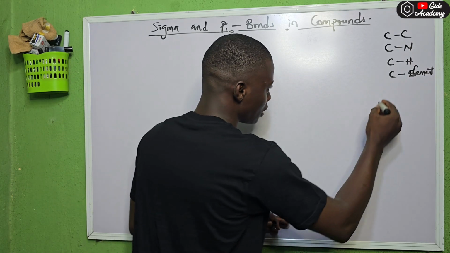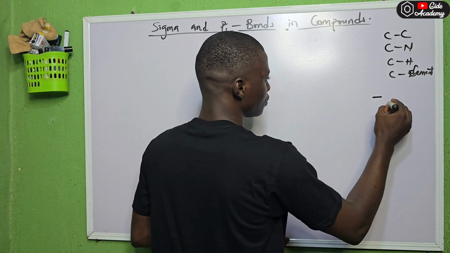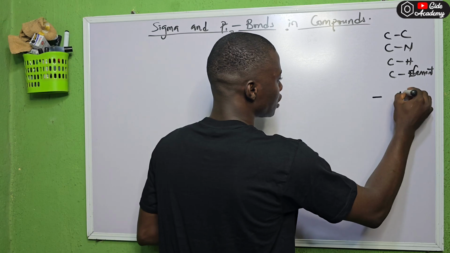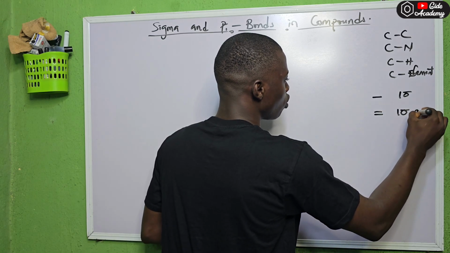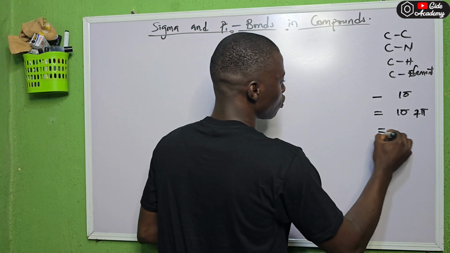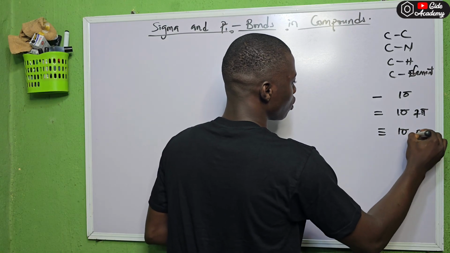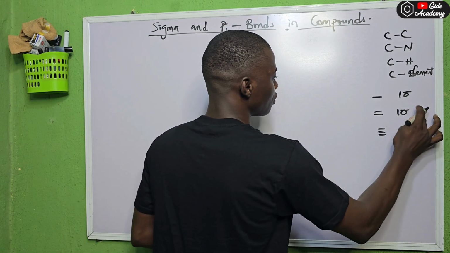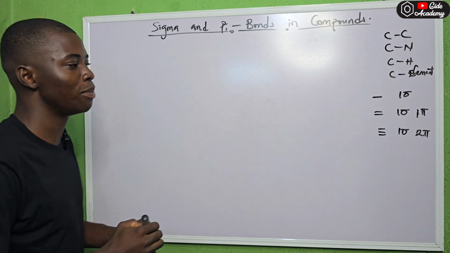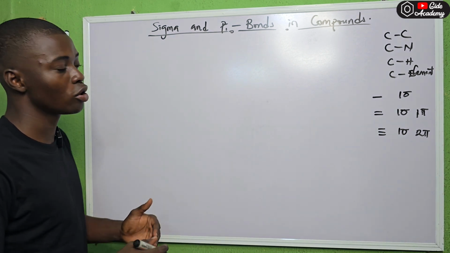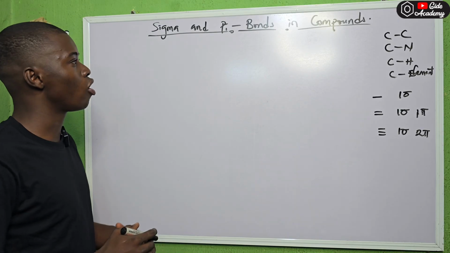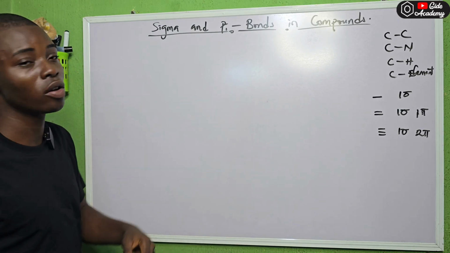One, a single bond consists of one sigma. A double bond consists of one sigma and one pi, while a triple bond consists of one sigma and what? Two pi. If you can get this formula very well, then I believe we have answered 50%, if not 100%, of all questions on sigma and pi bonds in organic compounds.